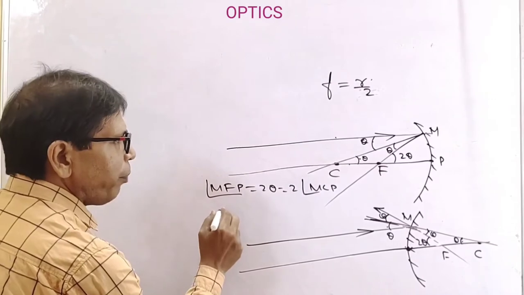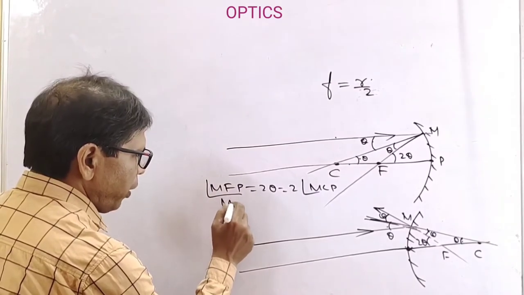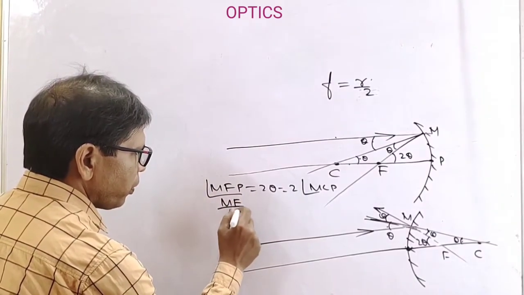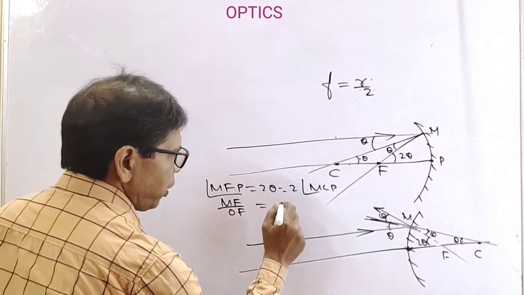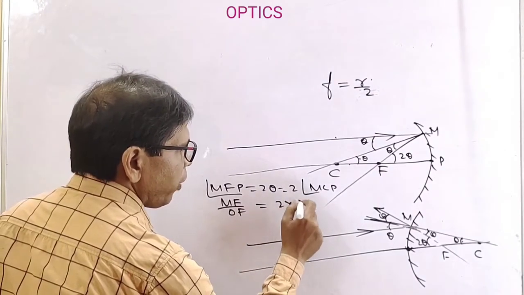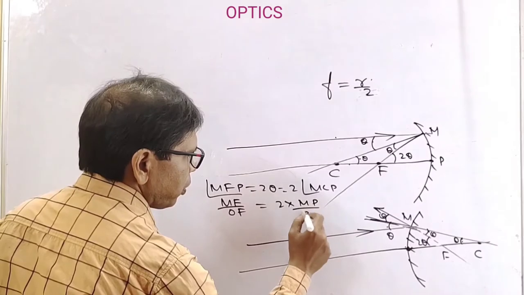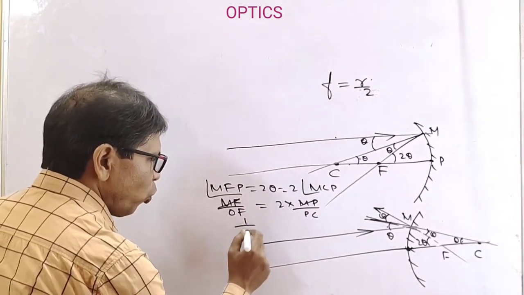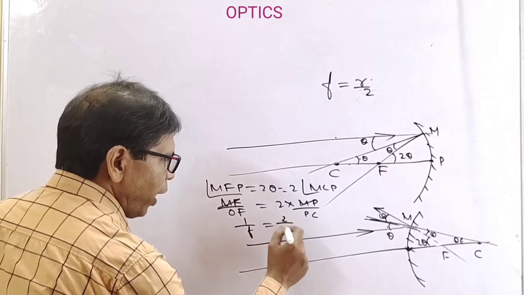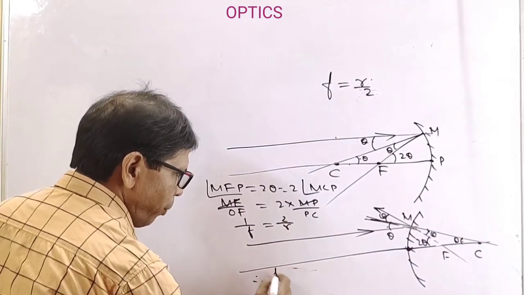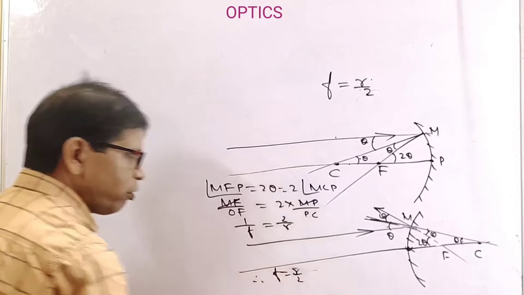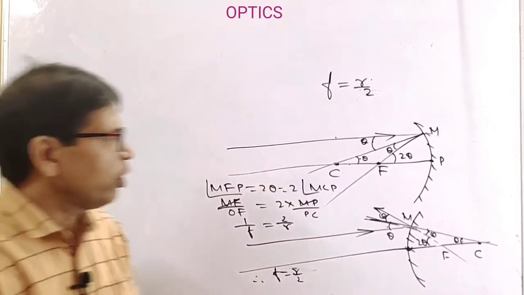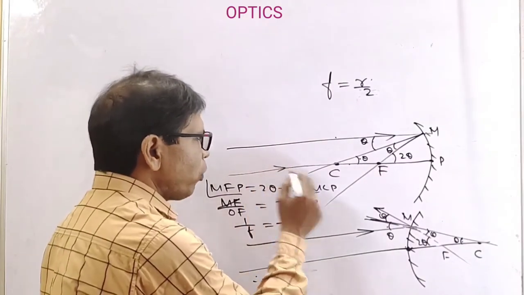Now look at this. Angle MFP is equal to MP by PF. And angle MCP is MP by PC, multiplied by 2. Look at this. This is the focal length. This and this cancel out. So 1 by f equals 2 by R. Therefore, f equals R by 2. Understood?